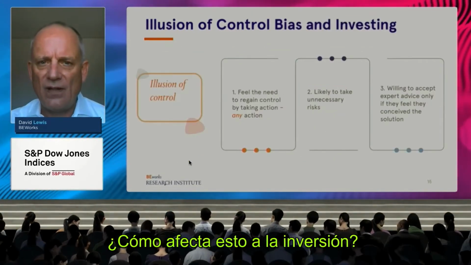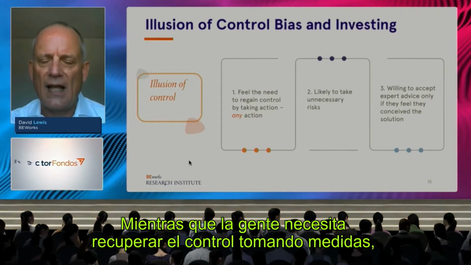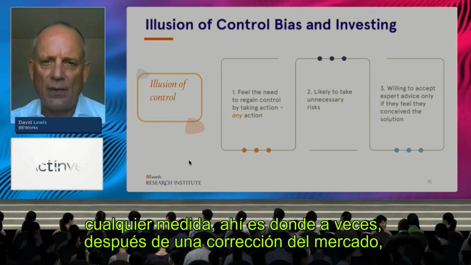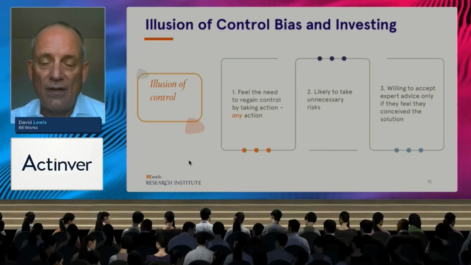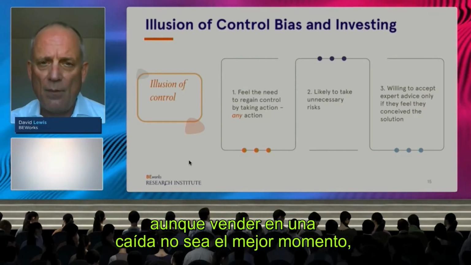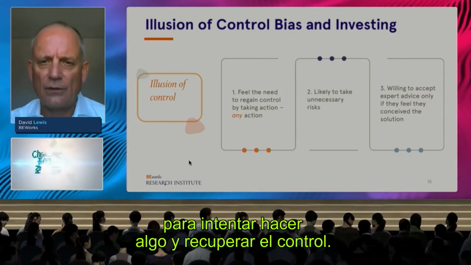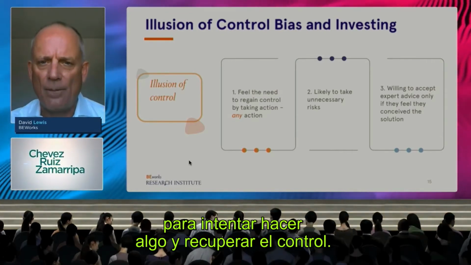How does that affect investing? Well, people feel the need to regain control by taking action, any action. That's where sometimes after a market correction, even though selling at a dip may not be the best time, people just feel the need to do something. So they'll be motivated to sell, to try and do something and regain control.